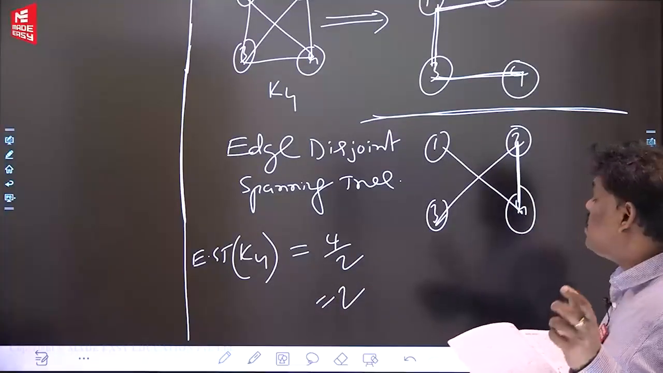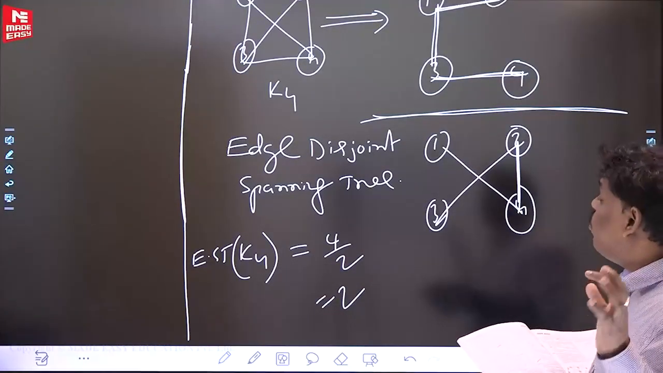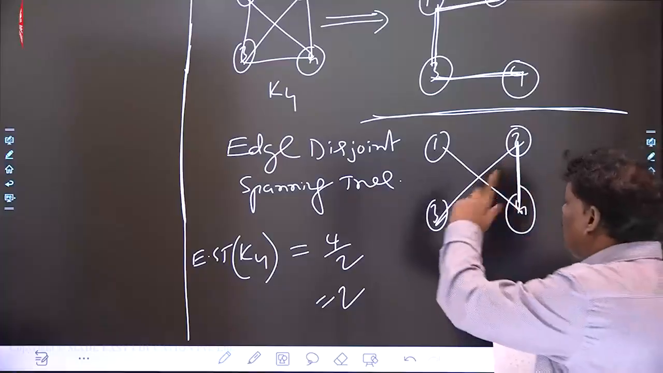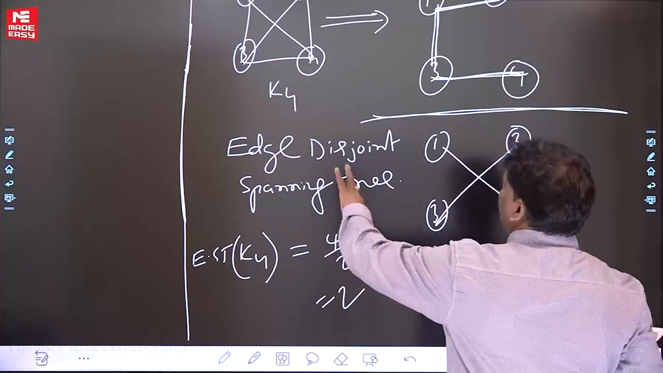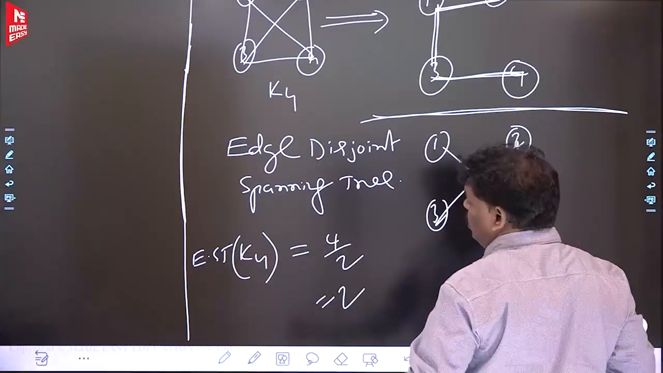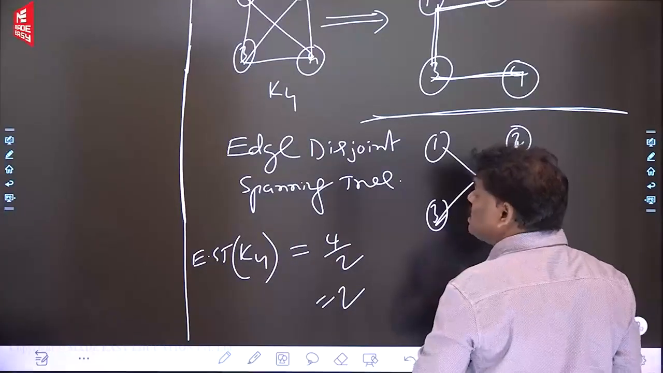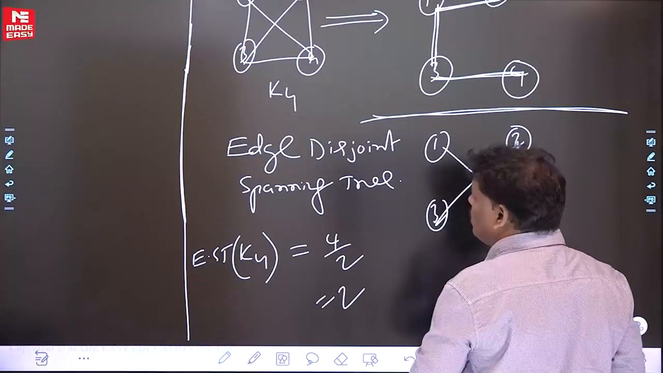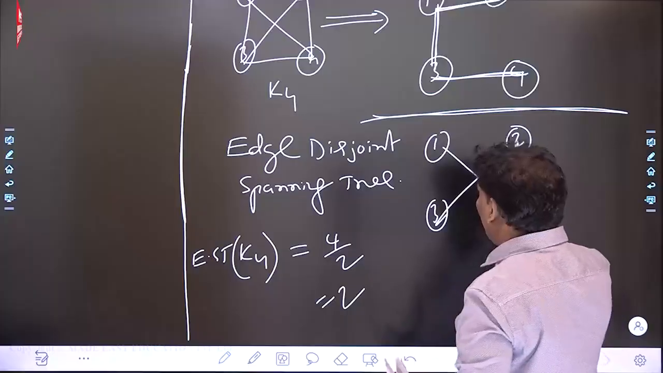Some people are asking, so how do I know edge disjoint spanning trees? You know spanning trees. Edge disjoint spanning tree: no edge may be common. If you take normal spanning trees, some edges may be common, but not all. But here, no edge will be common.